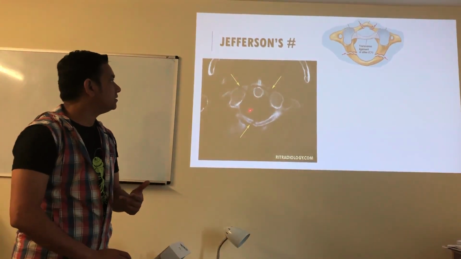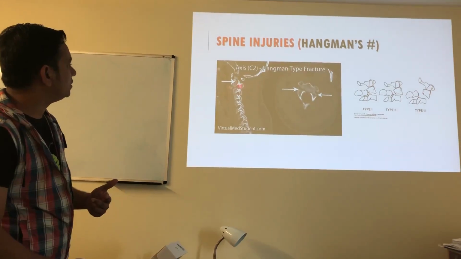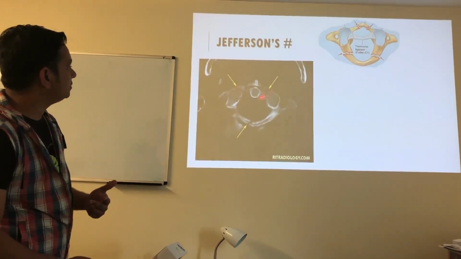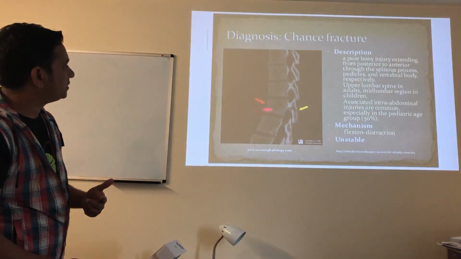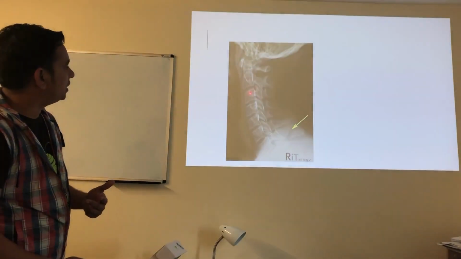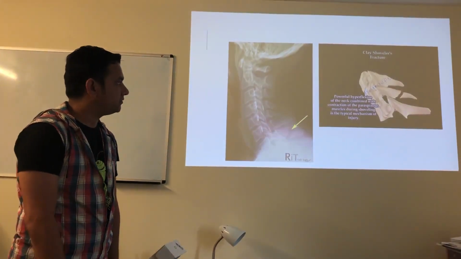So that's your C2. That's your C2. That's your C1 fracture. This is the atlas. That's your Chance fracture. Vertebral body is gone. And this is Clay-Shoveler fracture.